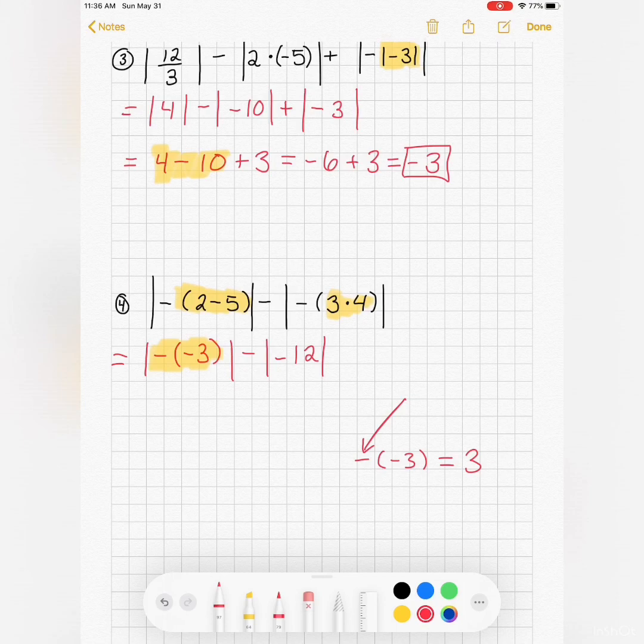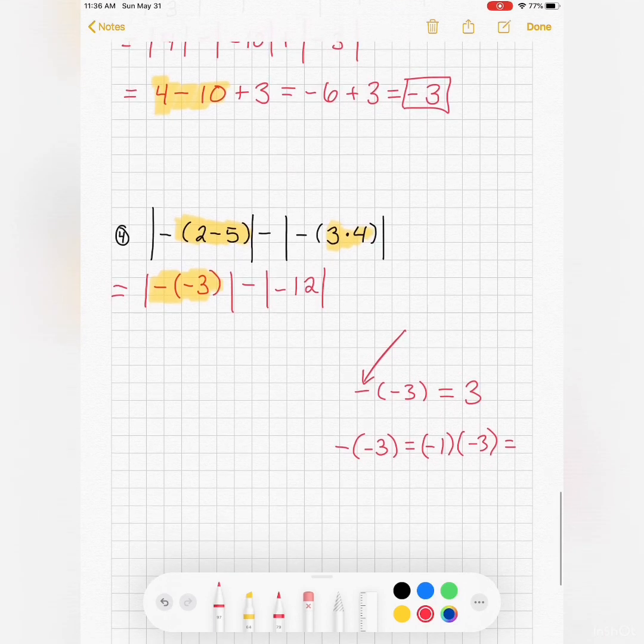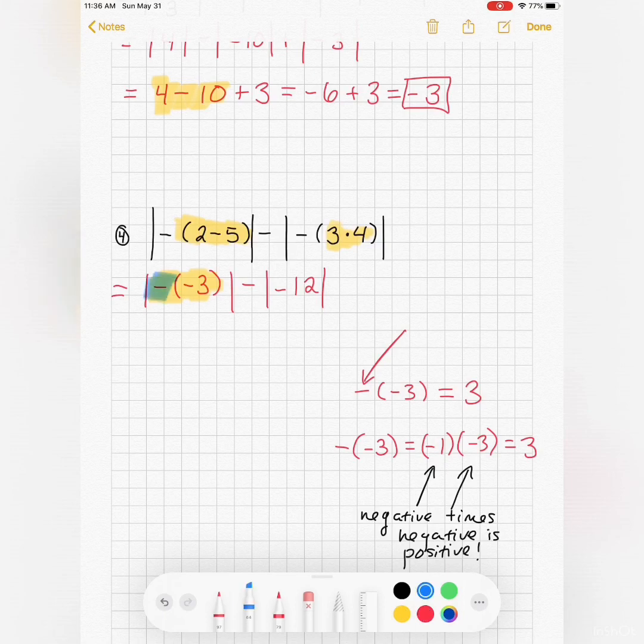The other idea is like this. When I have this negative times this negative 3, that's the same as having a negative 1 times a negative 3. Do you remember how this works? When I have a negative number times a negative number, negative times negative, do you remember what that is? A negative times a negative is positive. So positive 3. Either way you look at it, this inside is positive 3.